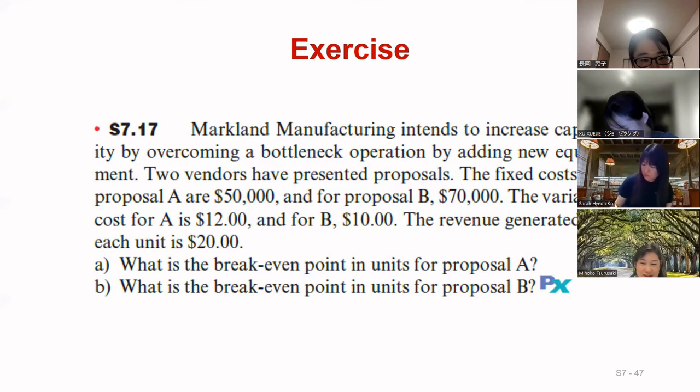Well, let's ask the second. What is the break even for proposal B? Who got any answer? 7,000. Sarah, 7,000. Okay. Mihoko? No, not 7,000. Sue? 7,000. Akiko? Yeah, the same, 7,000. Okay.